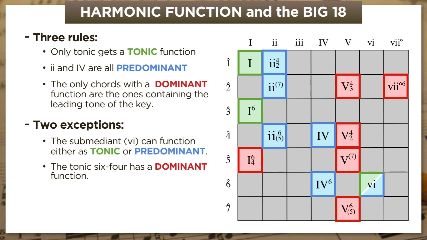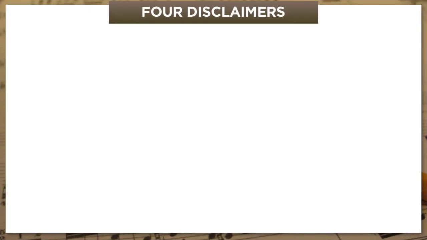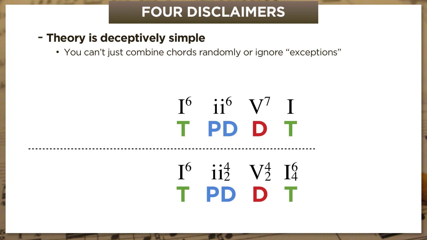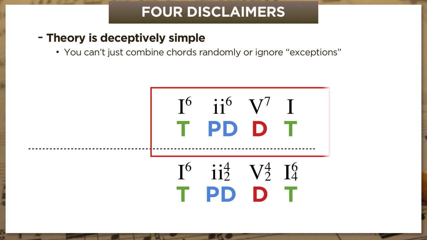But before we move on to the musical examples, I want to give you just a few quick disclaimers. Number 1, function theory is deceptively simple. You can't just combine chords randomly based on their functions, or especially ignore the handful of special exceptions and expect to sound anything like Beethoven or Schubert. In fact, lots of functional cycles that are possible in theory actually sound pretty awful by classical standards. Let's just compare 2 functional cycles that both seem to follow the rules I've given. So here's the first one.